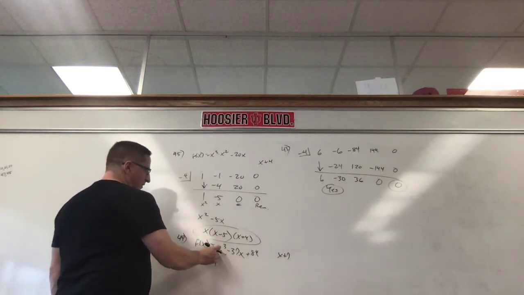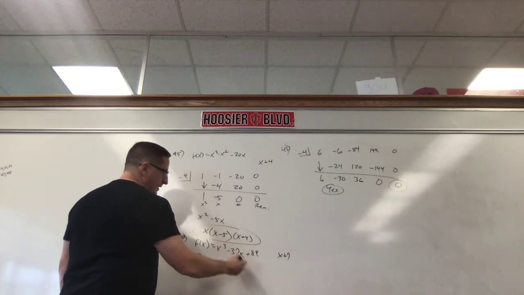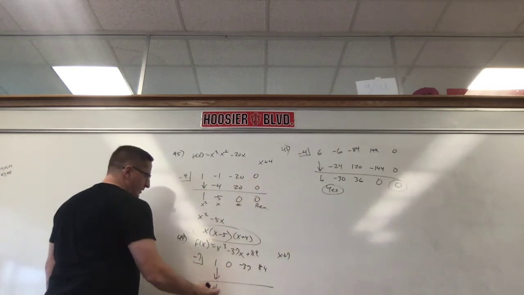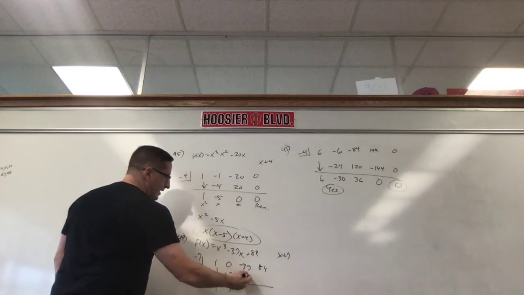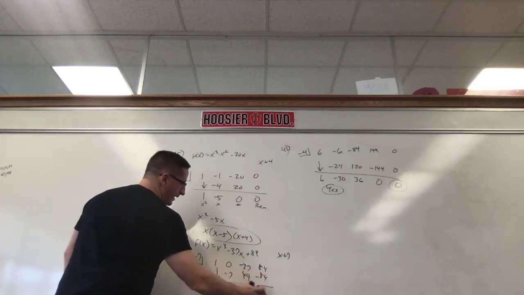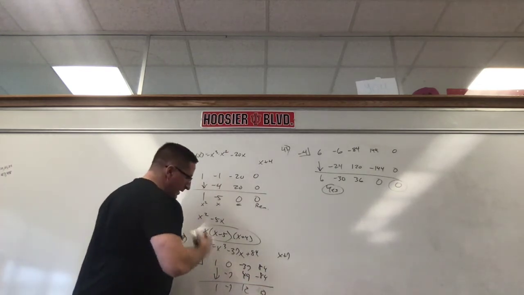I'm going to have 1, 0, negative 37, positive 84. I've got to put a 0 in because there's no x squareds. Don't forget that placeholder. Drop your 1, times to negative 7, add to negative 7. Times to 49, add to 12. Times to negative 84, add to 0. And it should have ended in 0, and it did end in 0, okay?